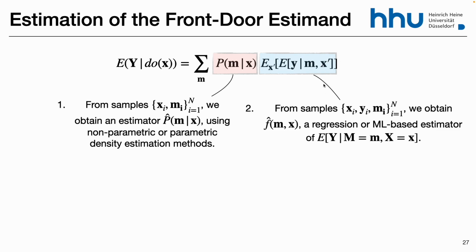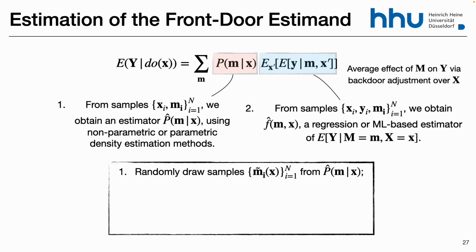So that's just an expectation of Y given M and X. And this is just for the inner part here. And then we will have to average over X. That's what I'm saying here. We need to average over X as we did in the backdoor.